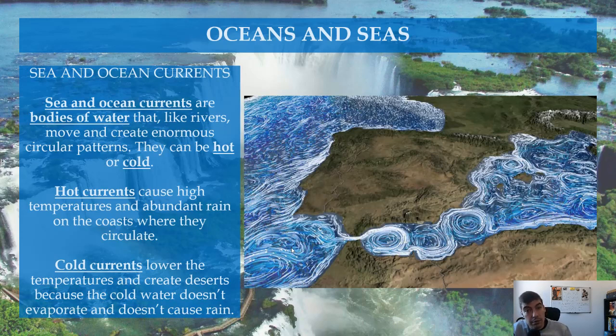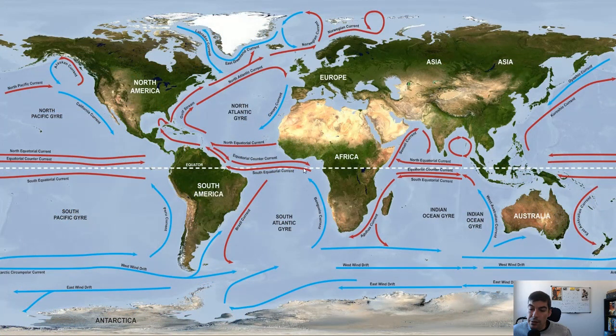The hot currents, also known as warm currents, cause high temperatures and abundant rain on the coast where they circulate, while the cold currents lower the temperatures and create deserts because the cold water doesn't evaporate, so it doesn't cause rain. There are a lot of currents in the world. Here, the red arrows are the hot or warm currents, and the blue arrows are the cold currents.